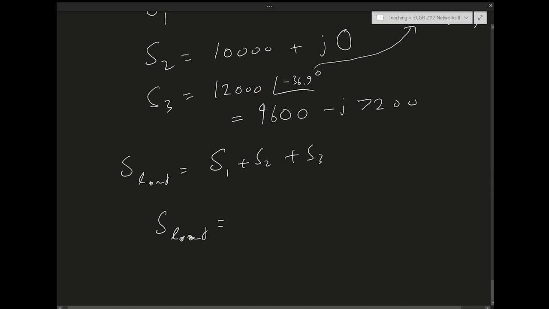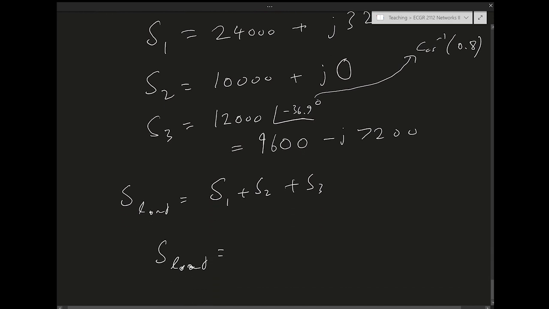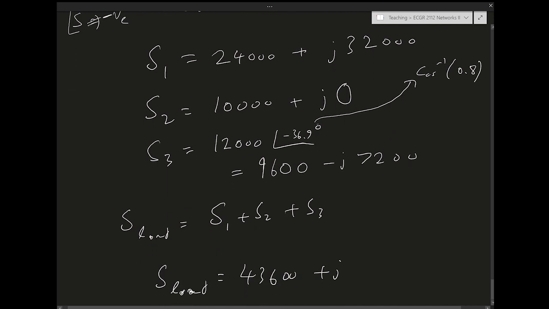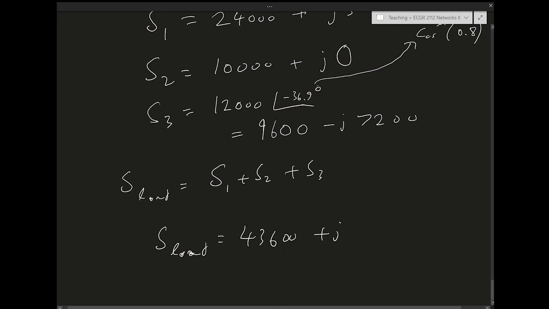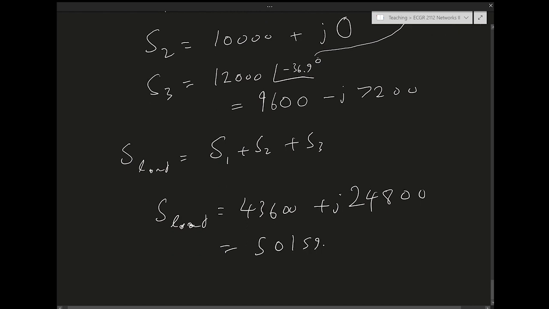well, 10,000 plus 12,000, 24,000 plus 10,000 is 34,000. 34,000 plus 10,000, let's say, is 44,000 minus 400 is 43,600 plus j32,000 minus 7,200 is just 24,800. Converting this to polar form, we end up with 50,159.7 at 29.63 degrees.